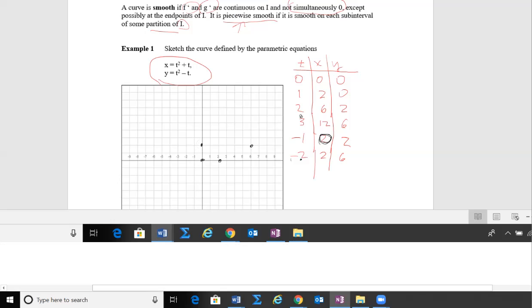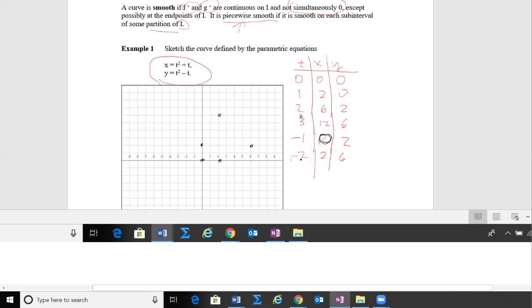Okay, and finally we got the 2, 6 here. I mean, 2, 4, 6. So there it is. There's the other one more point. Okay, 2, 4, 6. Yeah.